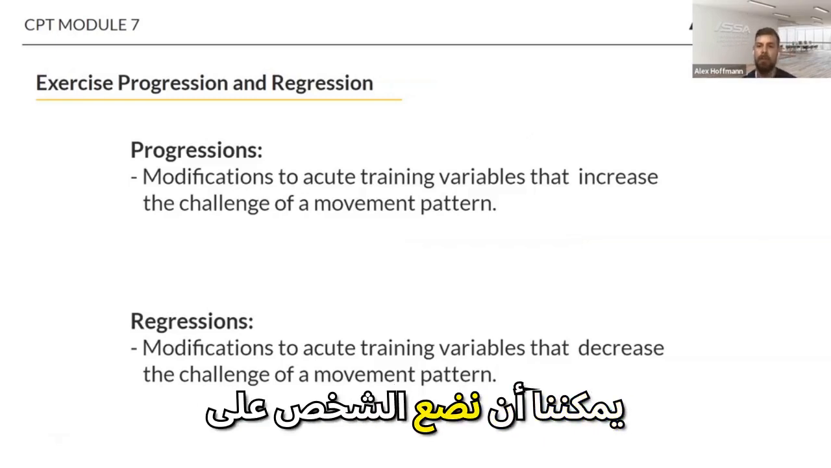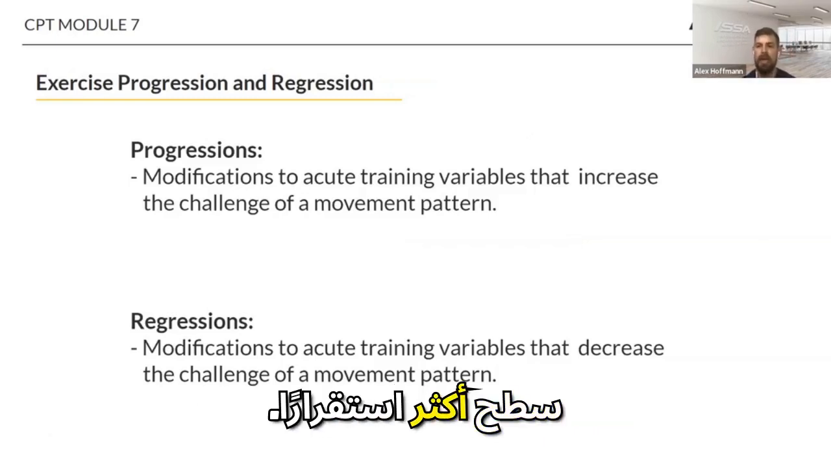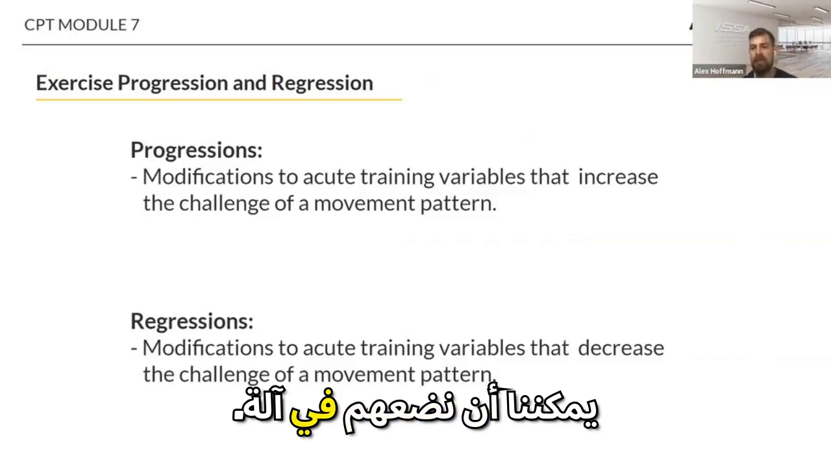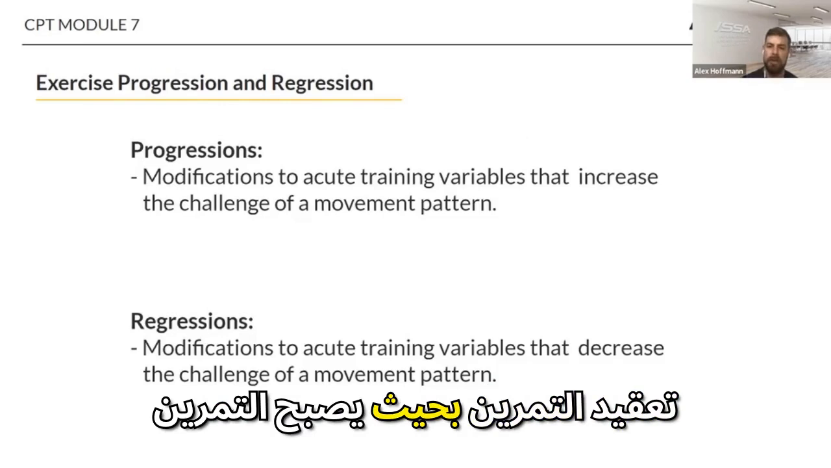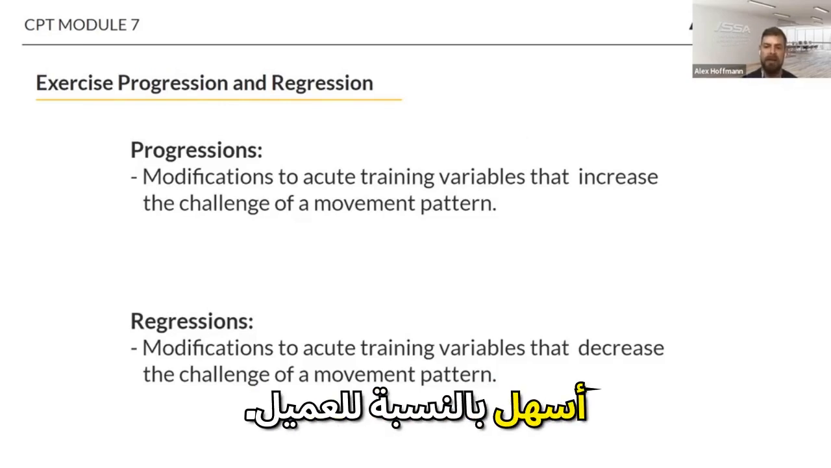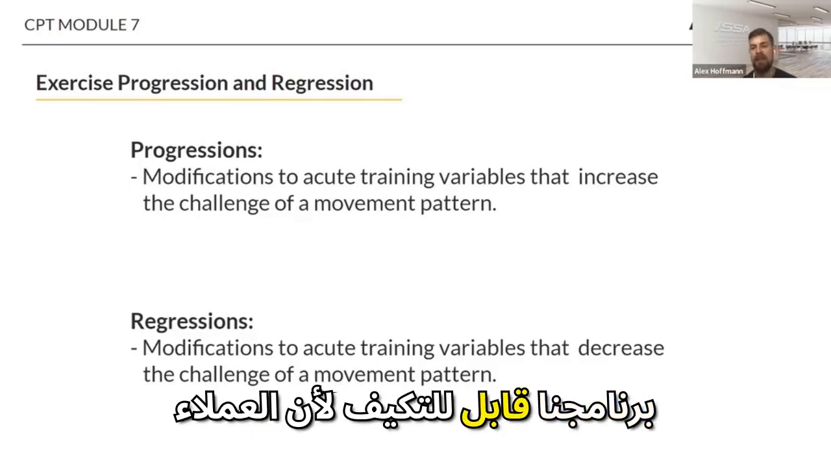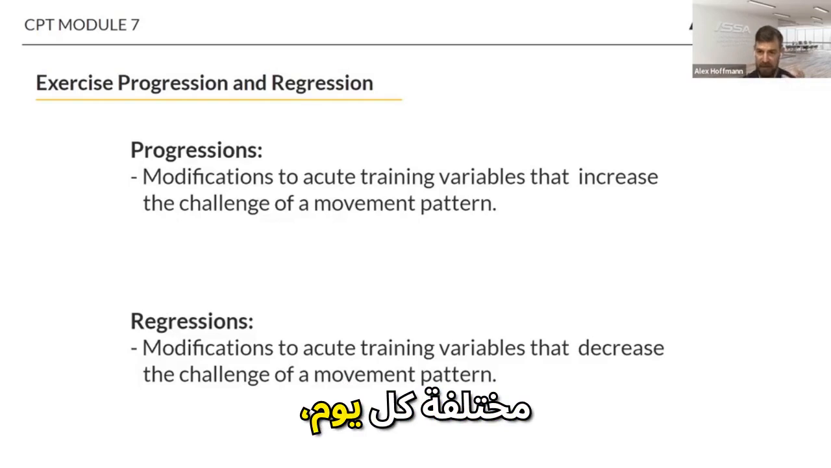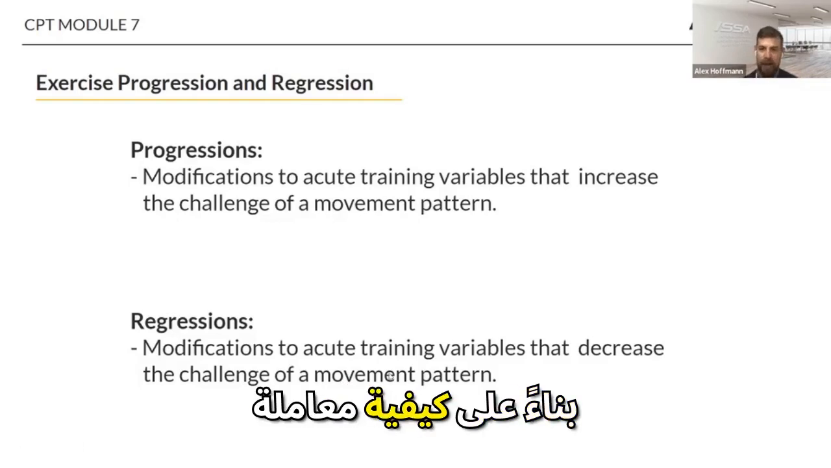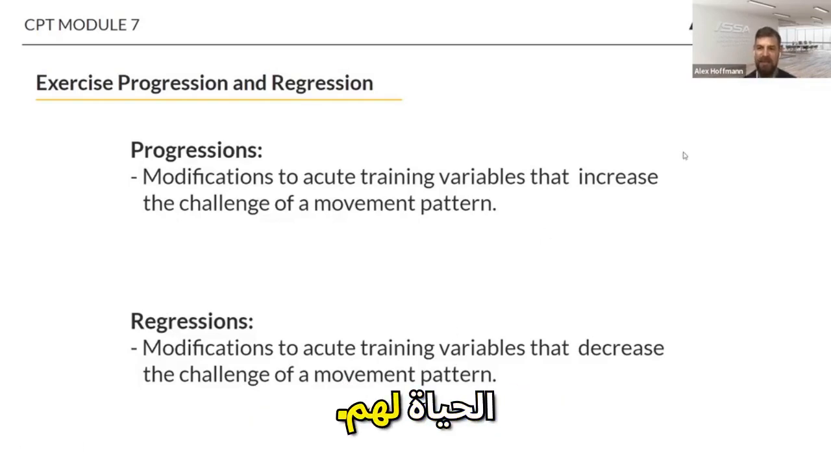We can put a person on a more stable surface. We can put them into a machine. We can reduce the range of motion or the complexity of the exercise so that the exercise becomes easier for the client. And we always want to make sure that our program is adaptable, because clients come to us in different conditions each and every day, based off of how life has been treating them.